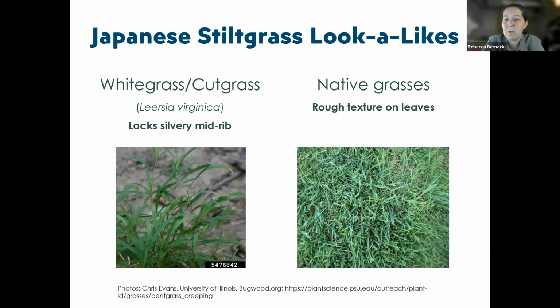Japanese stiltgrass can also easily be confused with our native grasses. However, most of our native grasses, when you rub your fingers across the top and the bottom of the leaf, are going to be rough in one direction or the other. The Japanese stiltgrass lacks those, I keep saying root hairs, my apologies, those leaf hairs, and is going to be smooth in both directions.